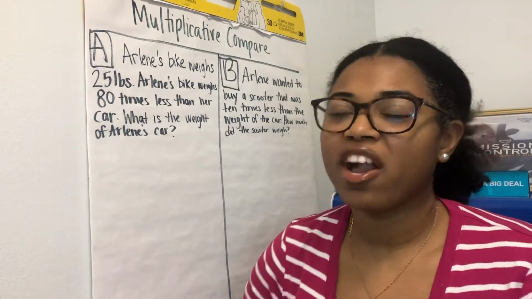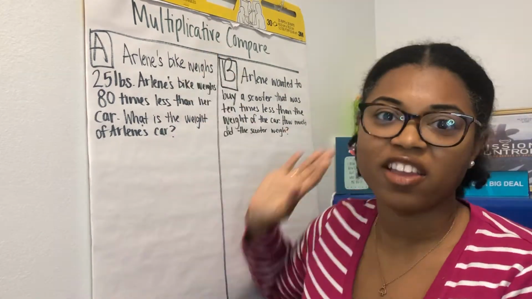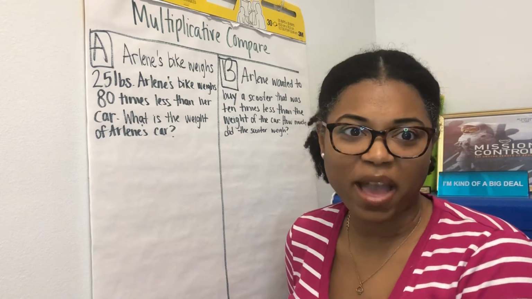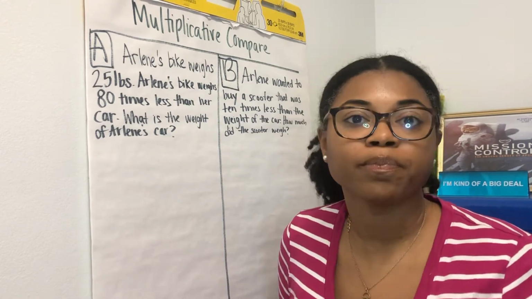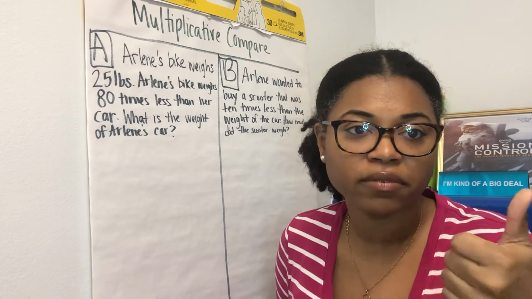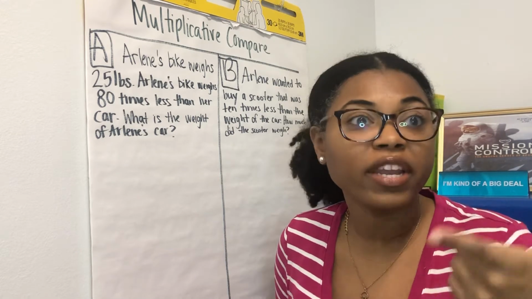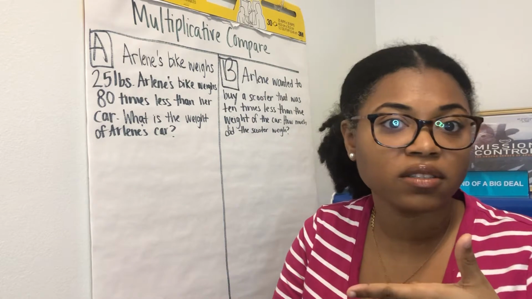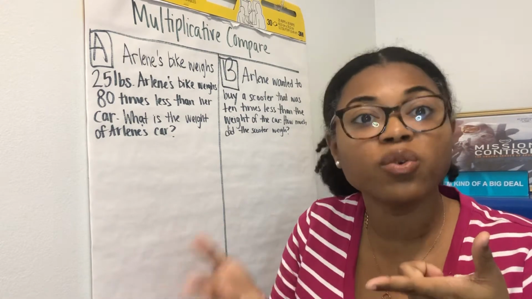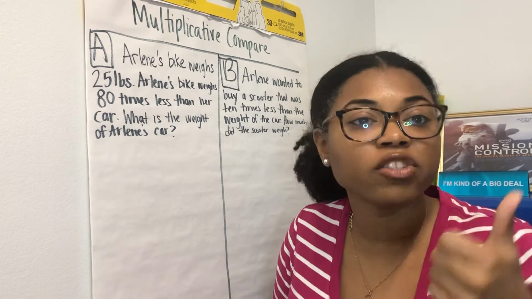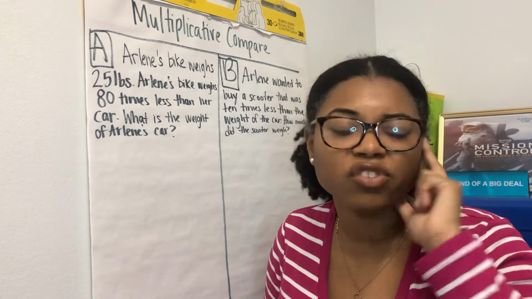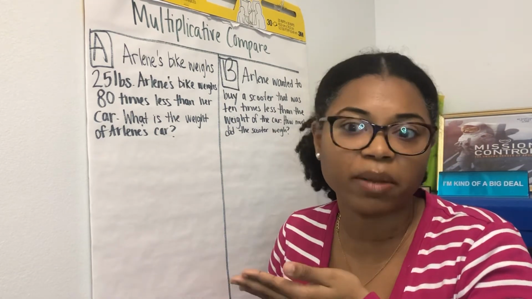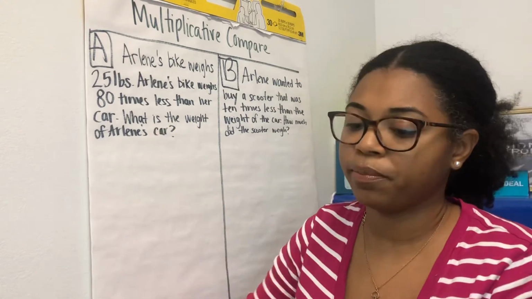Today we're going to be working on multiplicative compare in our 4th grade math video. So for multiplicative compare, here's what you always think about. One, what's being compared? What do I know? Do I know the quantities? Do I know the multiplier? What don't I know? Which amount is greater? Which amount is lesser? And then what operation makes the most sense for me to figure out the unknown or whatever I'm looking for? Here's our problem.